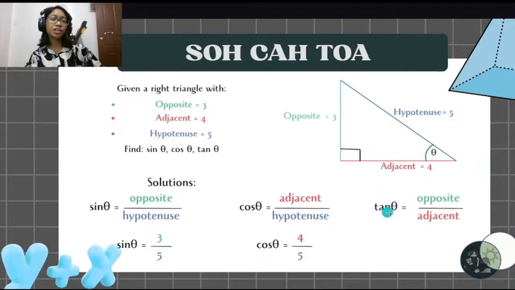TOA means tangent is equal to opposite over adjacent. Substitute, opposite is equal to 3 and adjacent is equal to 4. Thus, tangent theta is equal to 3/4.